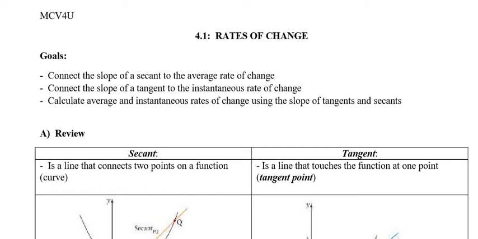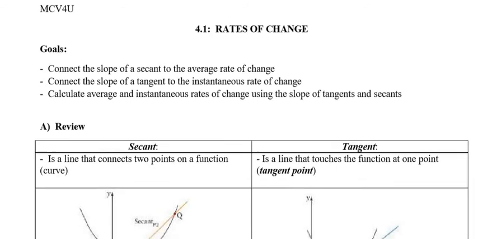So our big goals today: we're going to connect the slope of the secant to the average rate of change. We're going to connect the slope of the tangent to the instantaneous rate of change. And we're going to calculate the average and instantaneous rates of change using the slope of the secants and the tangents. We'll talk more about what that means, but at the top of every lesson from here on in, I'm going to start putting our goals so that you have a sense of what our big ideas for each lesson are.